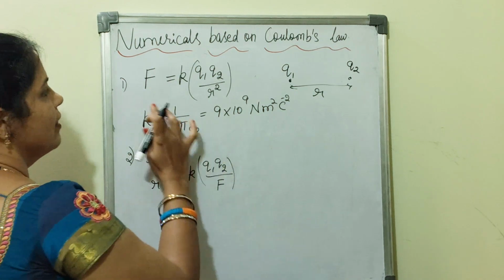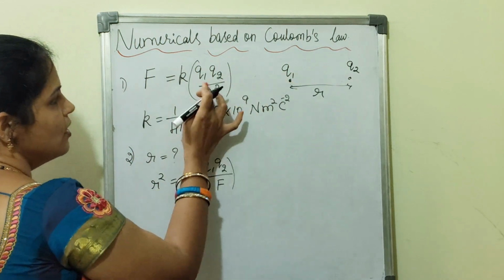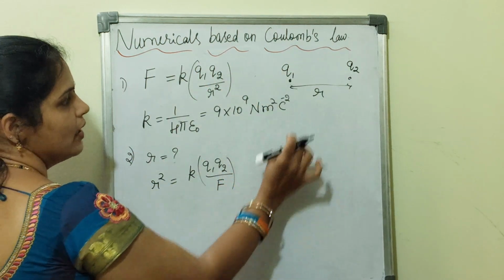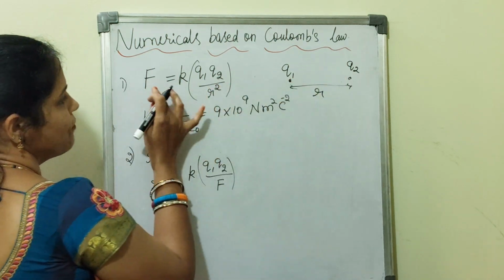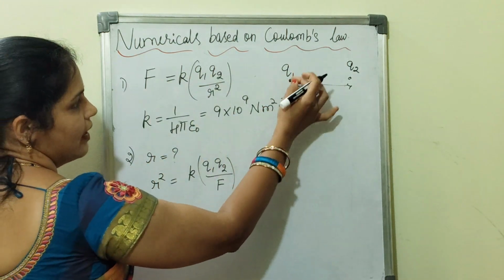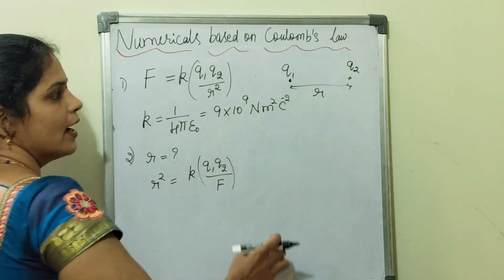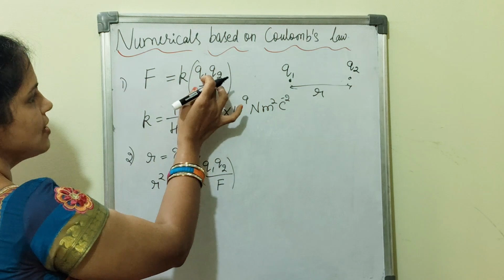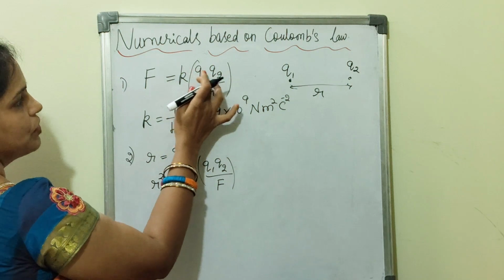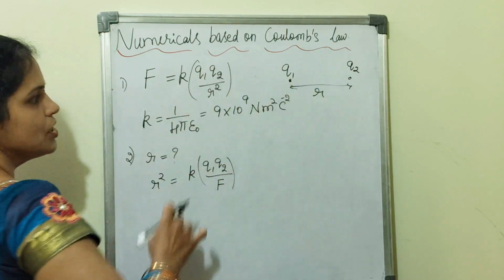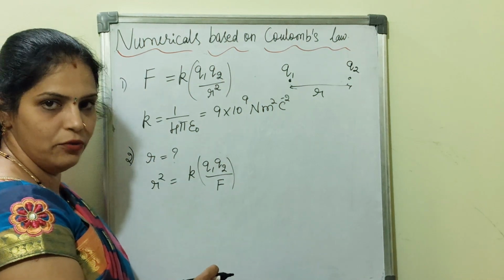Or they may give the distance between two charges and the force between them, and you are asked to calculate the charges. So two identical charges are placed at a certain distance and there exists a Coulomb force. Then what are those two charges? You are asked to calculate the identical charges. Then also you use the same relation, so using this relation you can calculate these two charges. Let us solve these numericals one by one.